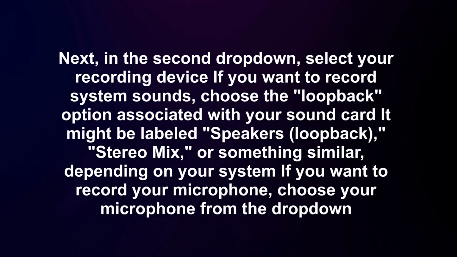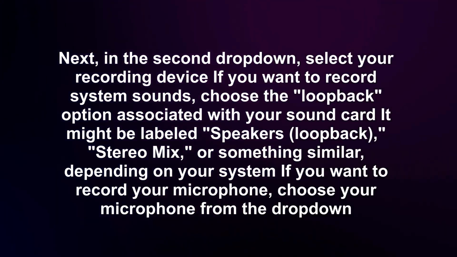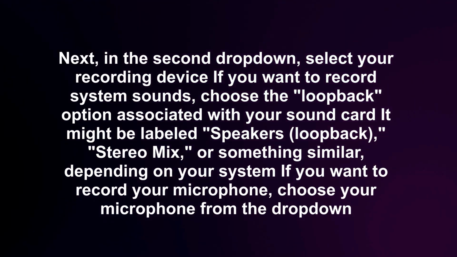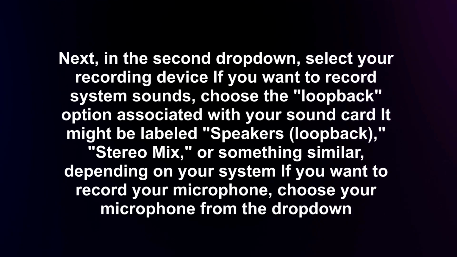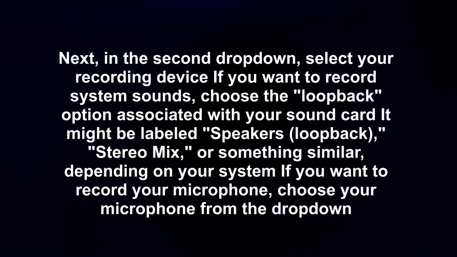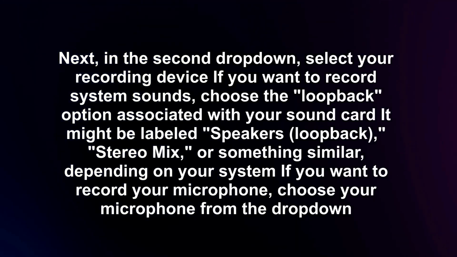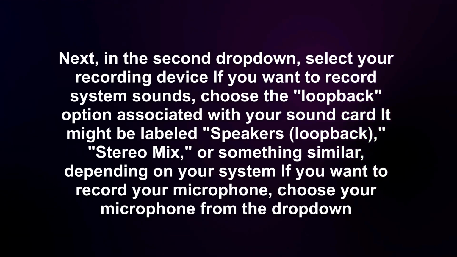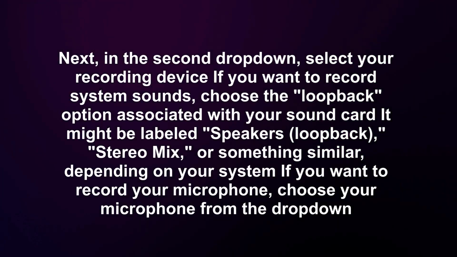Next, in the second drop-down, select your recording device if you want to record system sounds. Choose the loopback option associated with your sound card. It might be labeled speakers loopback, stereo mix, or something similar, depending on your system. If you want to record your microphone, choose your microphone from the drop-down.